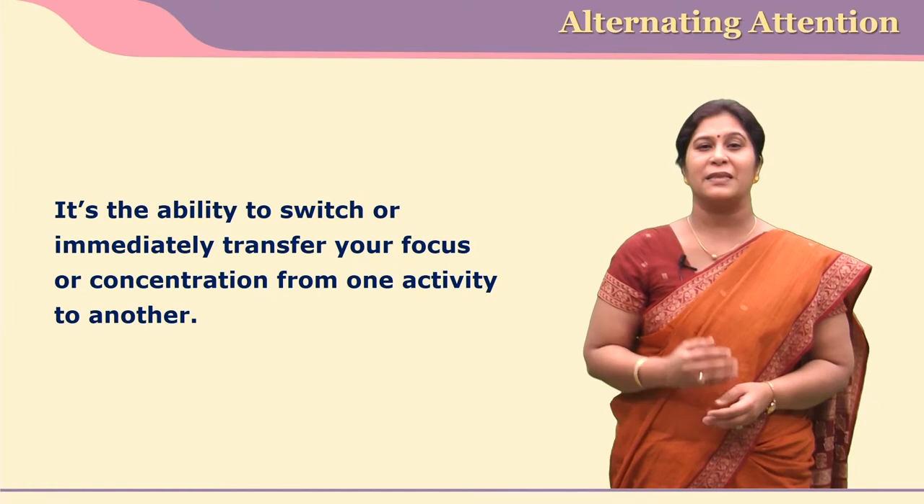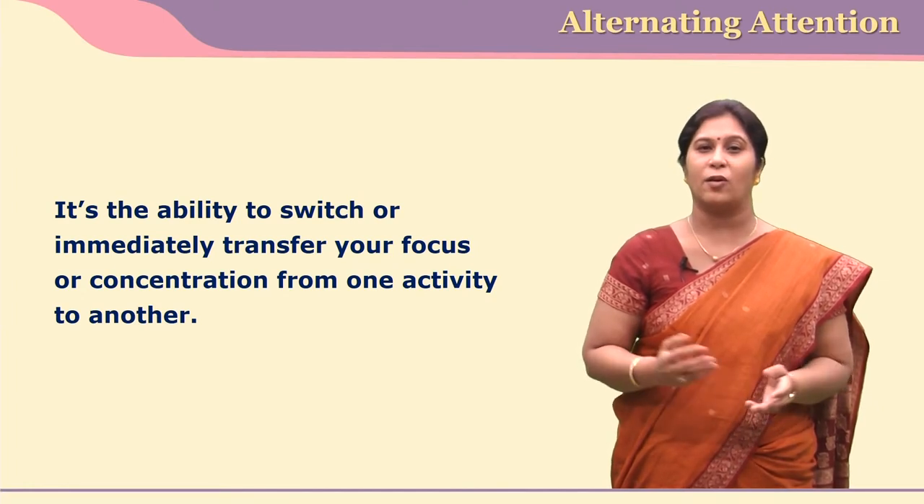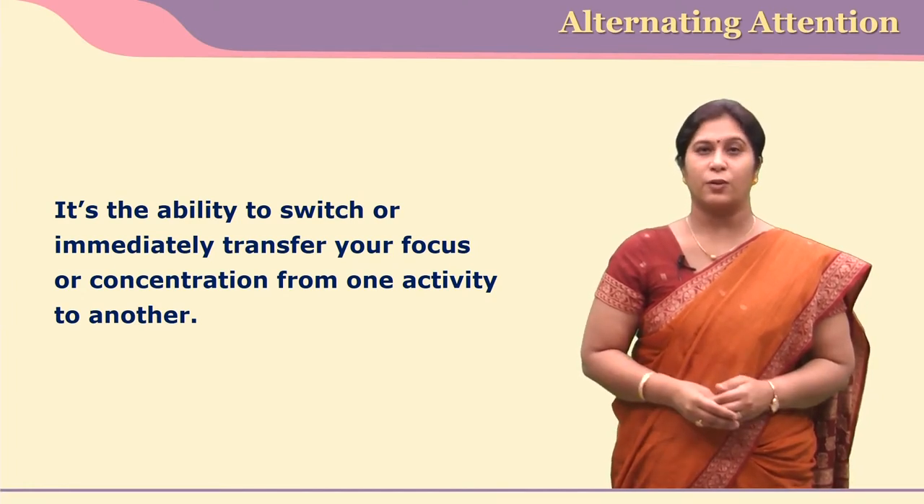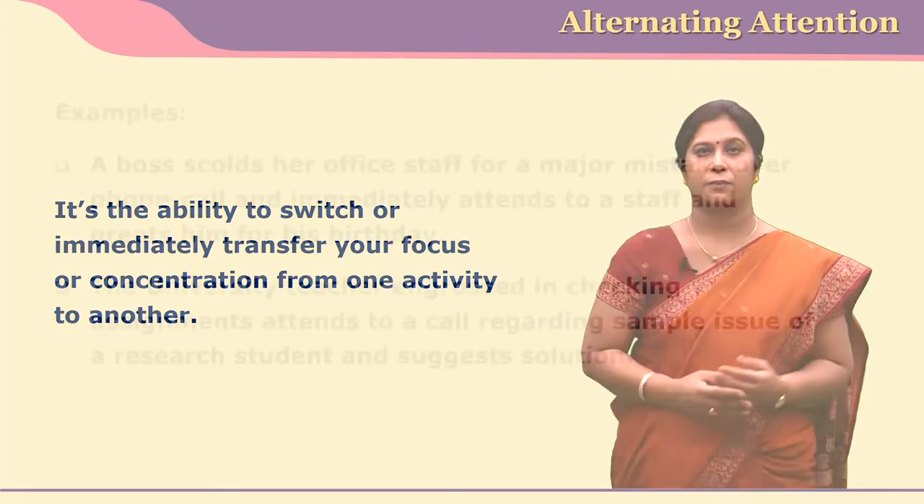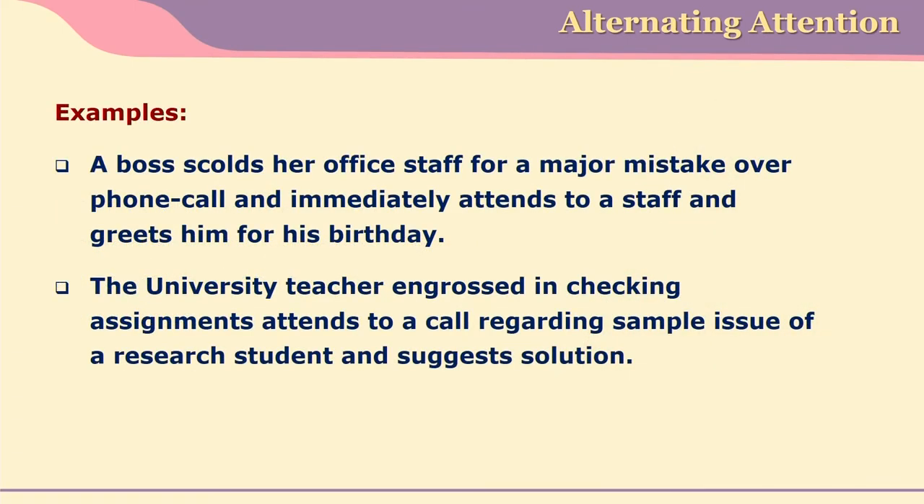Every day you have to make sudden changes in activities or actions, which also requires your attention to shift. The examples of alternating attention can be: a boss scolds her office staff for a major mistake over a phone call and immediately attends to a staff member and greets him for his birthday. Another example can be: a university teacher engrossed in checking assignments, alternatively attending to a call regarding a sample issue of a research student and suggesting a solution.